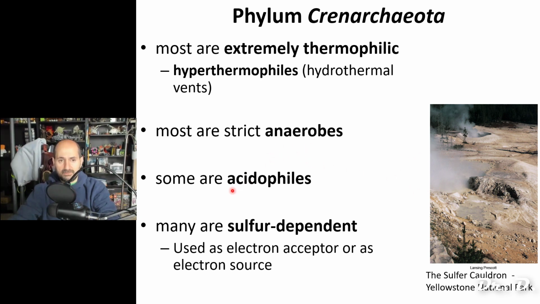Most are anaerobes. Most are acidophiles. They're sulfur dependent. They require sulfur. So they're probably lithotrophs. Remember, lithotroph means requires sulfur as an electron source.